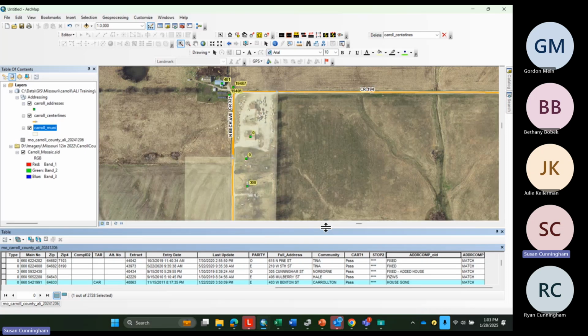What happened with all these house gones we found, we gave them back to the 911 director. She had her dispatchers call them all. Most of them were disconnected and they were still in the 911 database, and she was still paying the phone company to maintain that database for that record. So that happens sometimes. It's just sloppy bookkeeping, and it's not on the county's part.